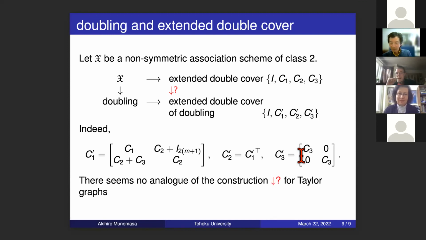Yeah, Paul, Akihiro, yeah. I think it's easy to compute the intersection numbers of the extended double cover. Sure, yeah. Do you happen to have the table on your hand to show us? It's more compact to describe the eigenmatrices, but okay, I can show you.